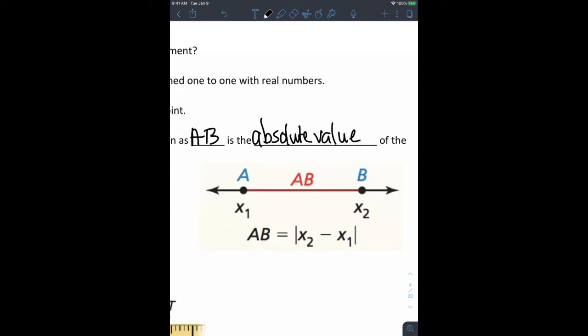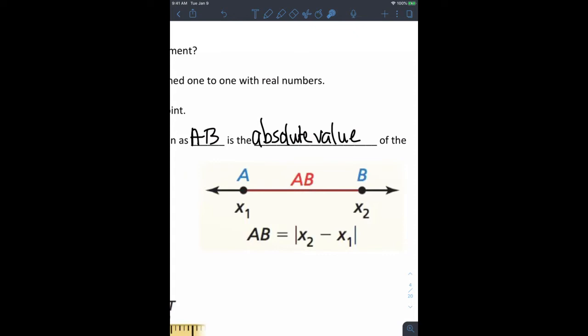So if you look in this figure here, we have this line AB. The distance between them, AB right here, is represented by the coordinates that we assign them. So A is at x sub 1, B is at x sub 2, and their distance is the absolute value of the difference between them. So I would take x sub 2 minus x sub 1, whatever value B is at, minus whatever value A is at, I'd take the absolute value, and that would be the distance between them.